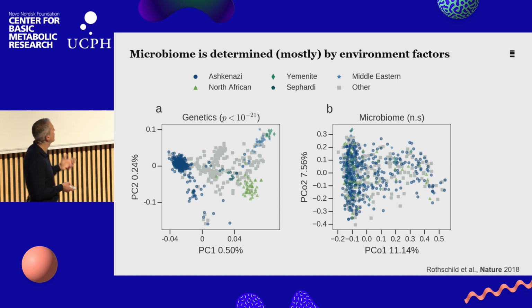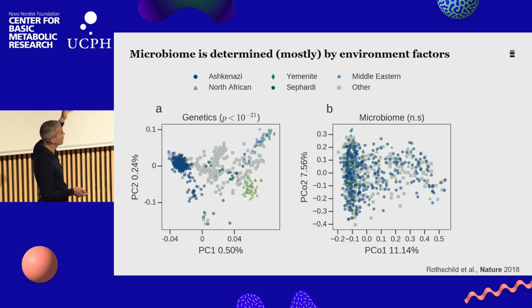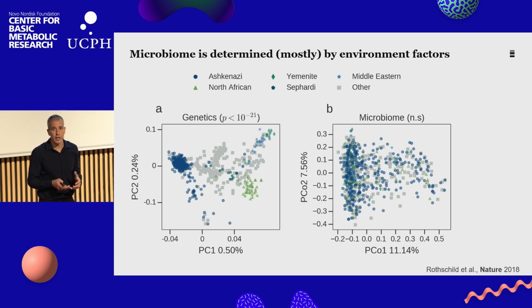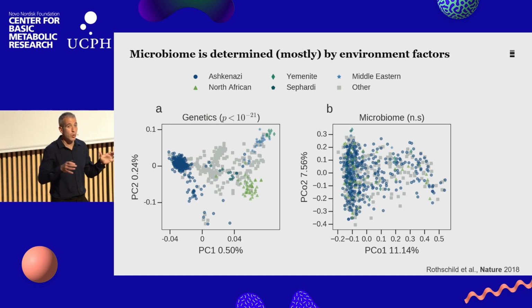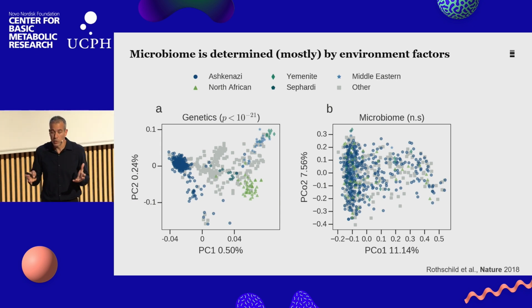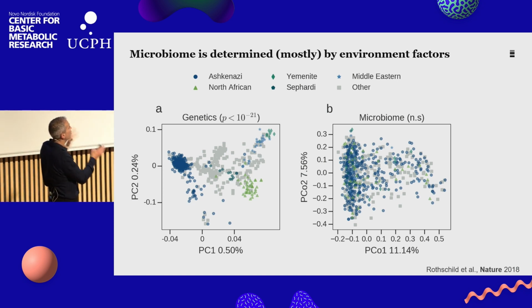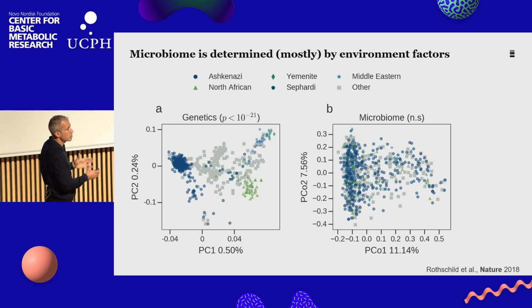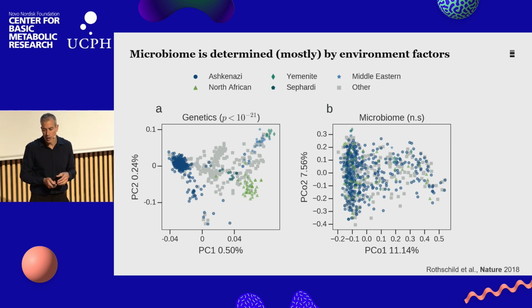In the cohort in Israel, when we do just a simple PCA plot on the left-hand side of the genetics, we can see a very clear partitioning of different populations in Israel coming from different locations in the world that are known to be genetically distinct. But when you look at the microbiome composition, all of these genetically different populations are completely mixed.